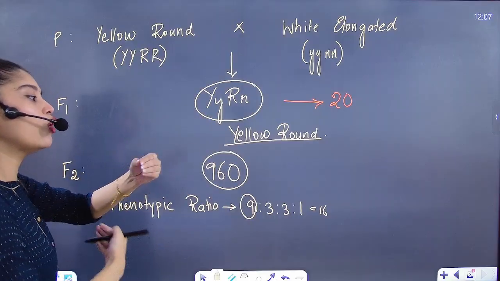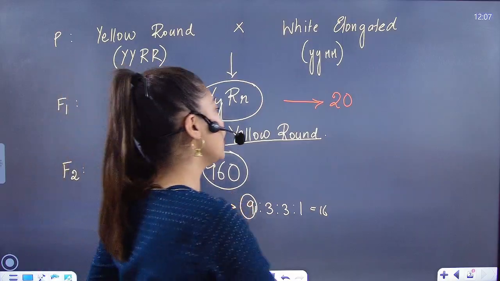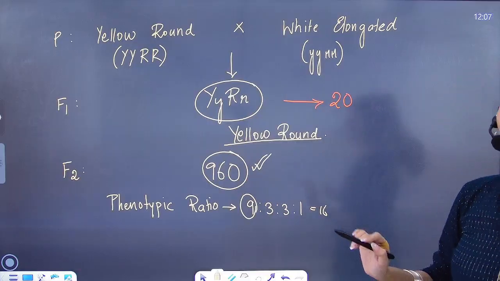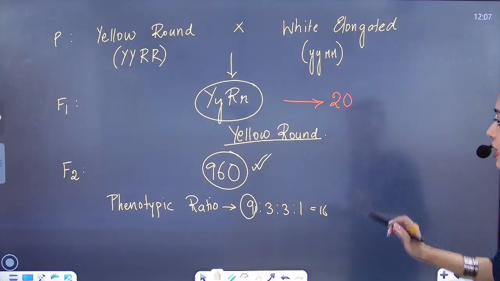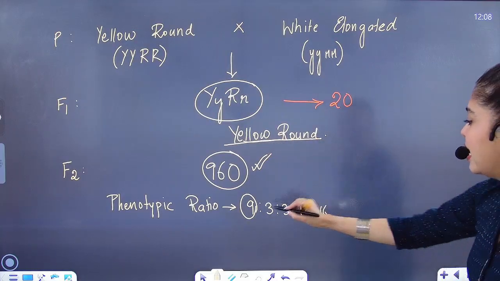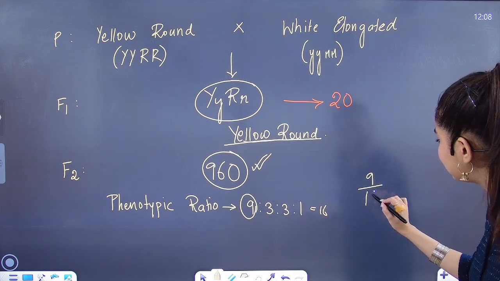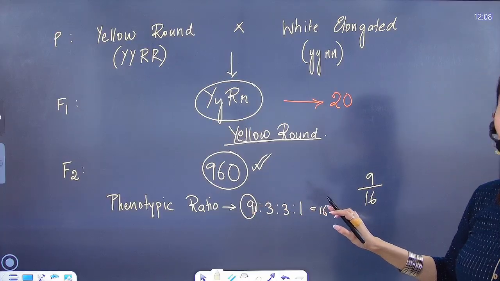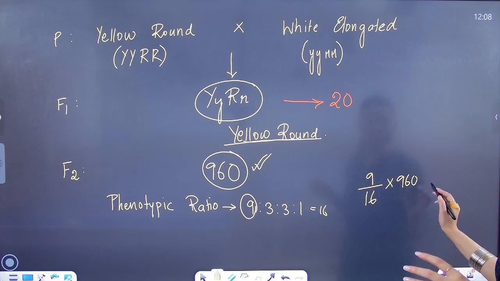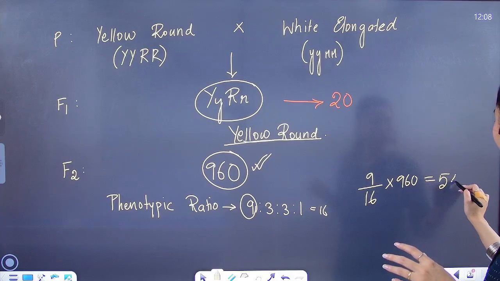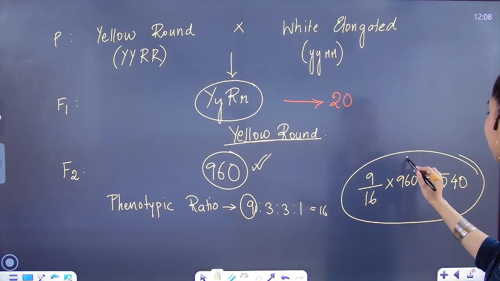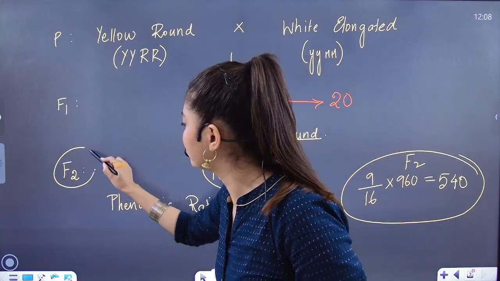So if we follow Mendel's inheritance pattern, and there are 960 offspring in the F2 generation in this cross, then the number of yellow round offspring is 9 by 16 into 960. That would come up to be 540. This data is for the F2 generation.